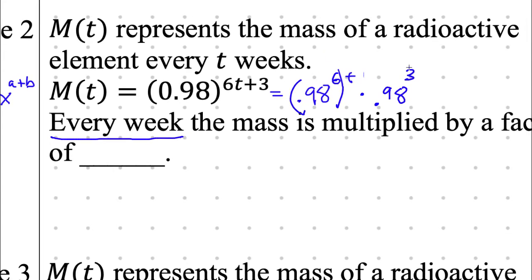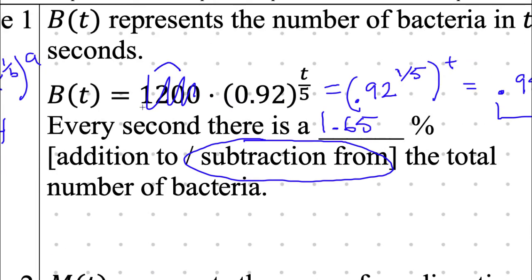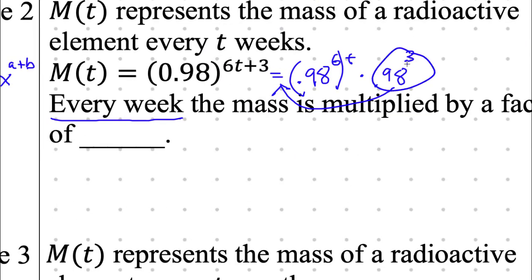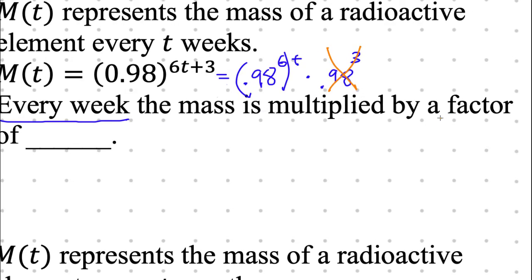And again, you kind of ignore this 0.98 to the power of 3 because that would be the number that should be in front, like this 1,200. That's just a number. There's no variable in that. This is just a number, so we can ignore that. So I'm going to go ahead and cross this out. We don't care about the initial amount. We only care about the factor, the scale factor.